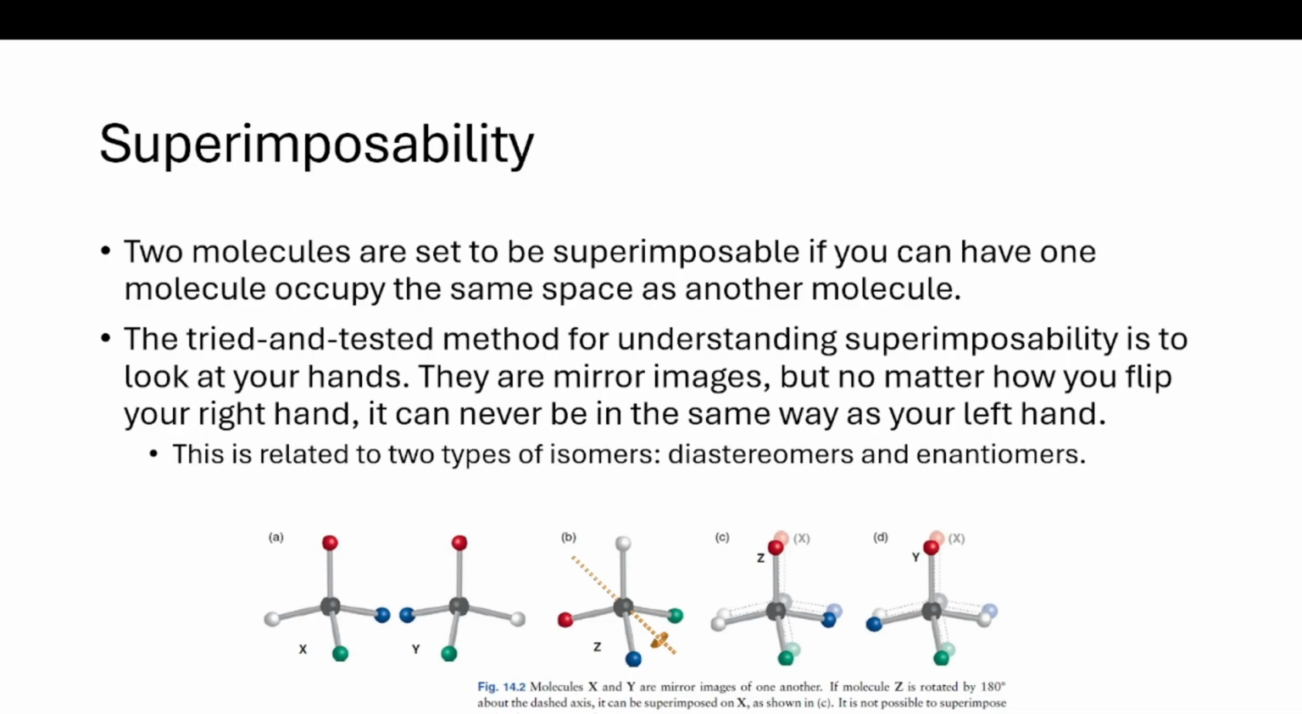Now, I also wanted to talk about this image at the bottom. This image was taken directly from the textbook, and it visually shows the concept of superimposability. We can see that X and Y are molecules that are mirror images of one another. And we also have something known as molecule Z. If we rotate molecule Z, then we can superimpose it or place it over molecule X. But it's impossible to place molecule Y directly on molecule X, which is directly related to the concept of enantiomers.